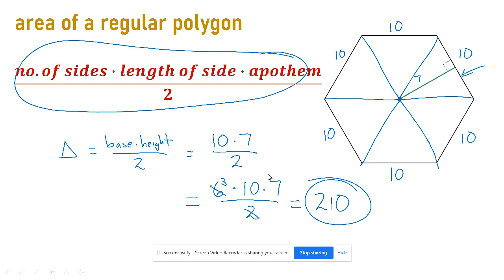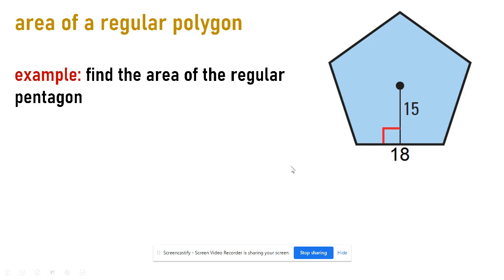So let's do a couple examples. And so here we have another regular polygon. We want to find its area. So we're going to use that same formula: the number of sides times the length of one side times the apothem, and divide it by 2.